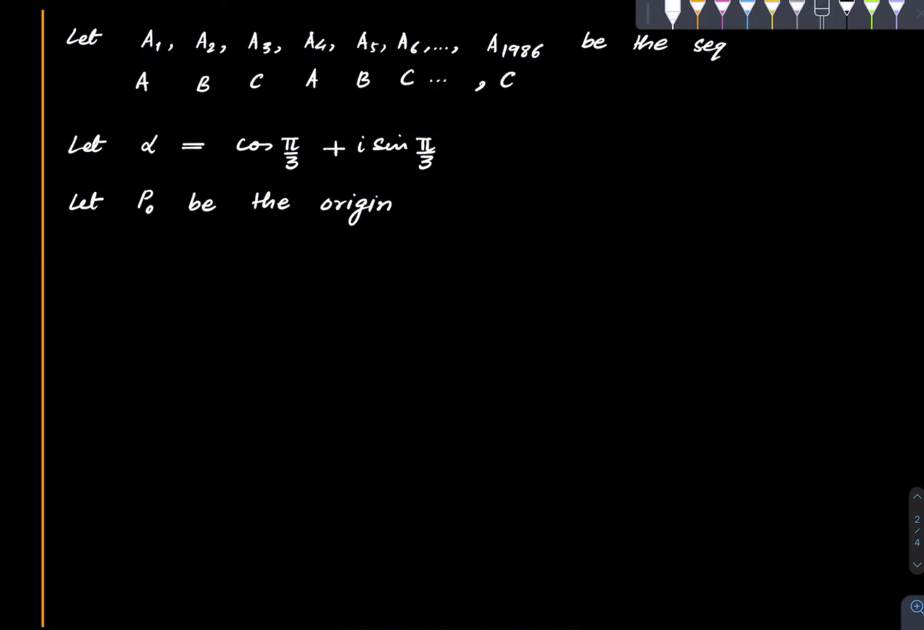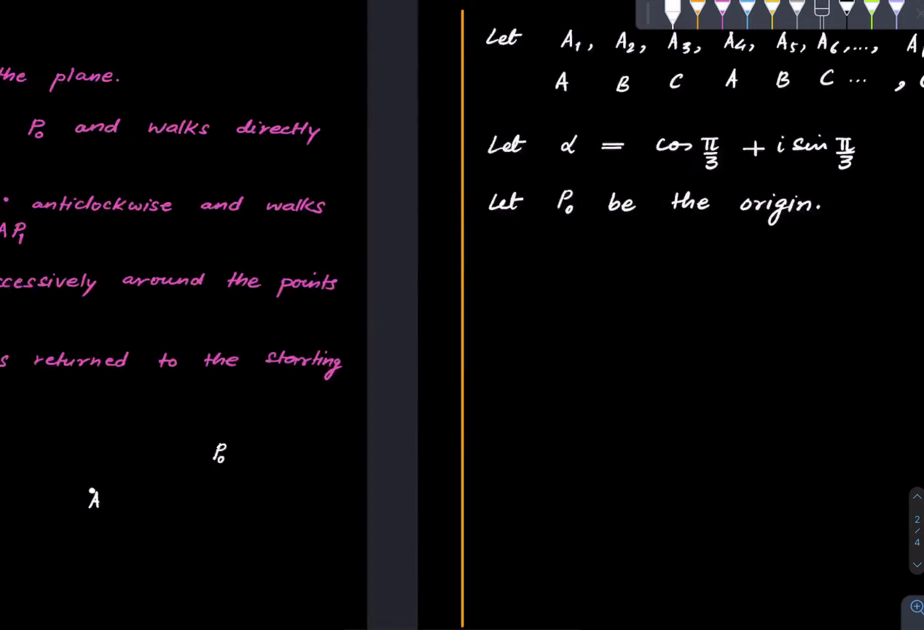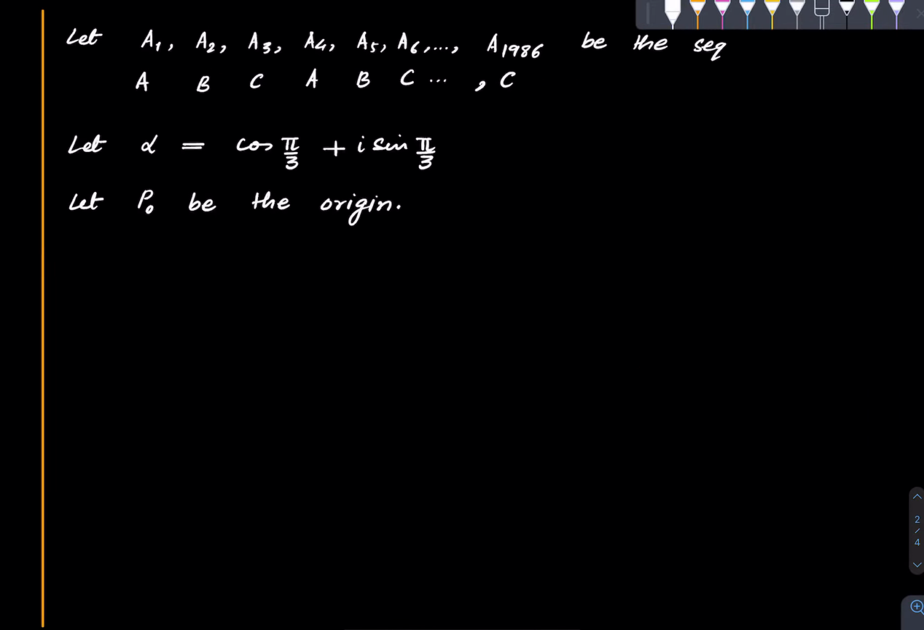Origin, by origin we just mean the zero of the complex plane. So let us find out what is P1. So this is, let's say this is A. He starts at, suppose this is P naught. In my previous figure, P naught was somewhere else, but let's say this is P naught. So he walks towards A and then turns by 60 degrees and reaches P1.